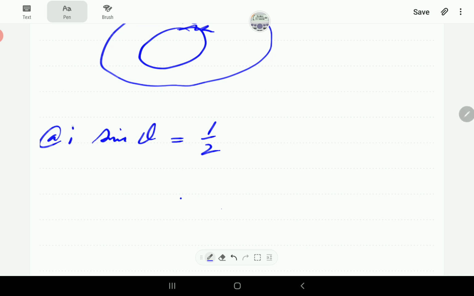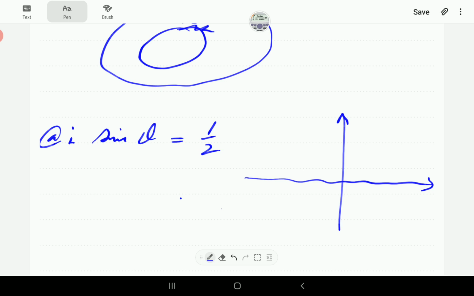So we are going to do the general solution first. In example number 1, the equation says sine theta is equal to 1/2. As we solve this equation, the first thing we need to ask ourselves is the question: in which quadrant or quadrants is sine positive? Because we can see that sine theta here is 1/2, which is a positive number.